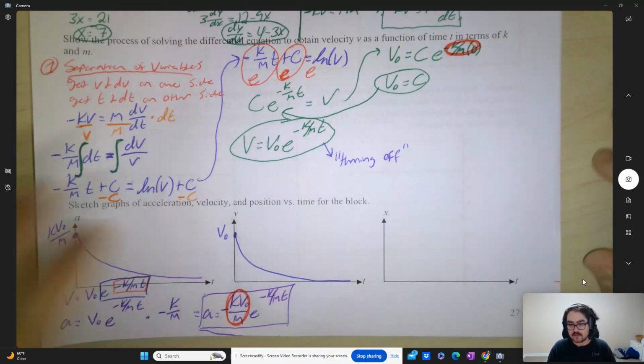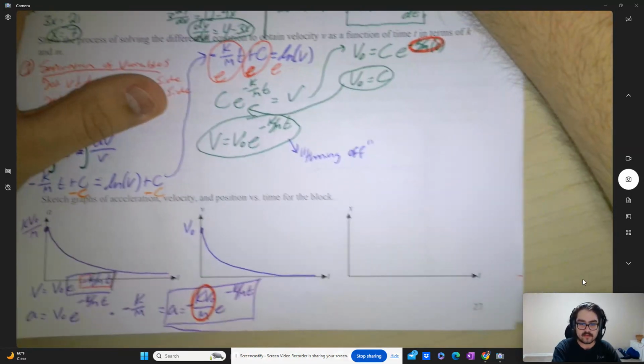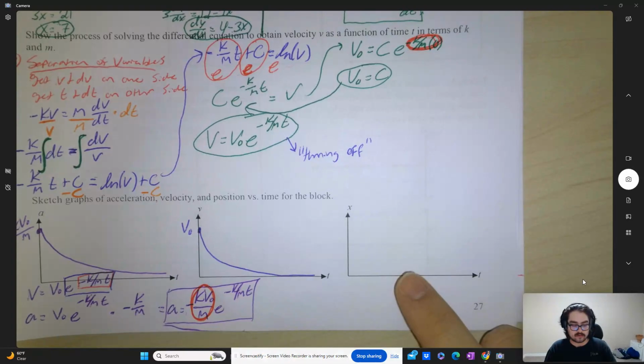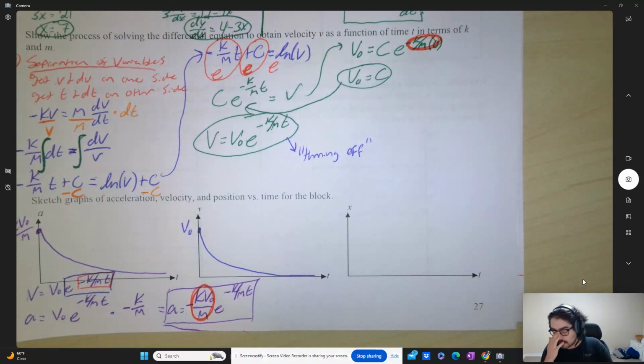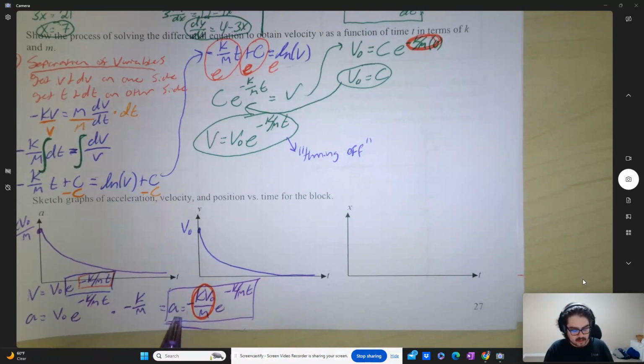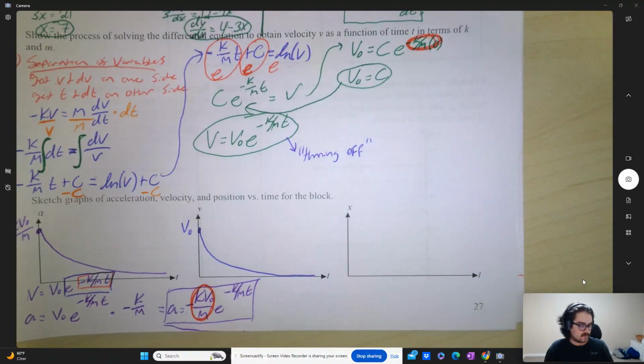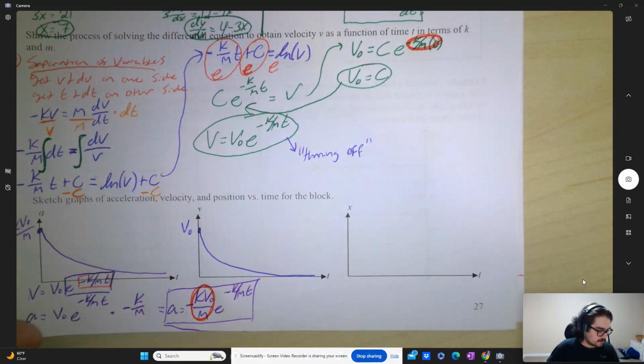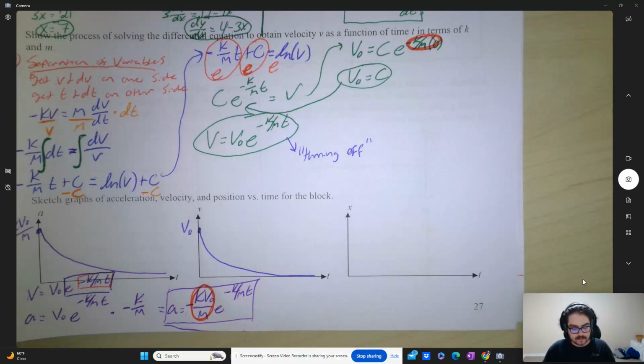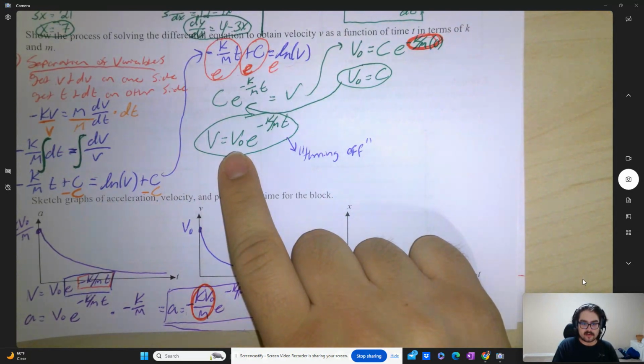Now to get the position, you have to integrate, and this is actually where the biggest struggles come from. Position is really weird. To integrate this one, here's what I'm going to do. I'm going to have to integrate the velocity function right here. I'm going to use red pen for this. So I'm going to have to integrate this function right here.